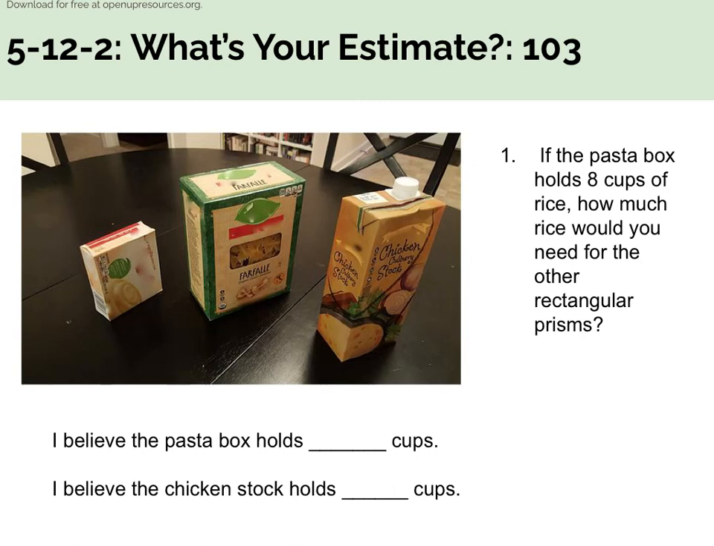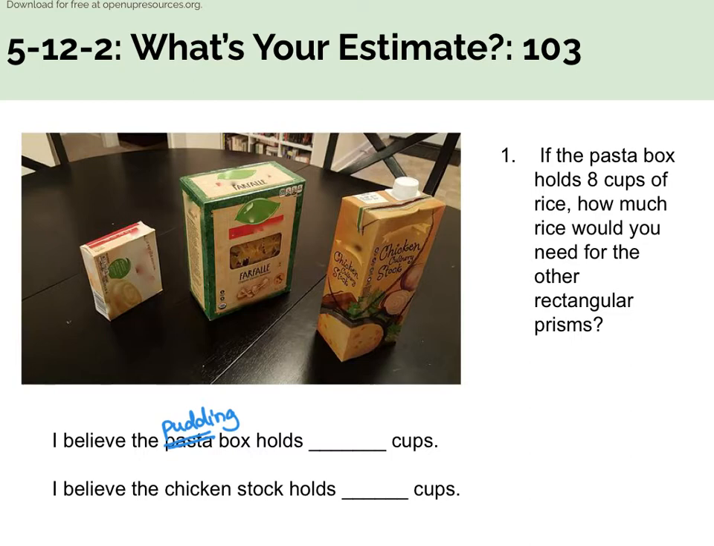All of these are what are called rectangular prisms. All the sides are made out of either squares or rectangles. That's why it's called a rectangular prism. It's a three-dimensional object made out of rectangles. If the pasta box holds 8 cups of rice, how much rice would you need to fill the other rectangular prisms? We're going to be filling in the pudding box, how that associates with it, and then also the chicken stock. Sorry, I had to fix that. So we're doing the pudding and chicken. How many cups would each one hold? So pause and answer that question, and then come back to me.